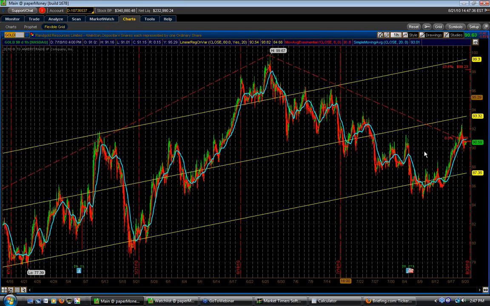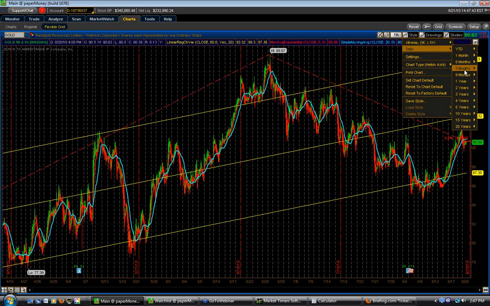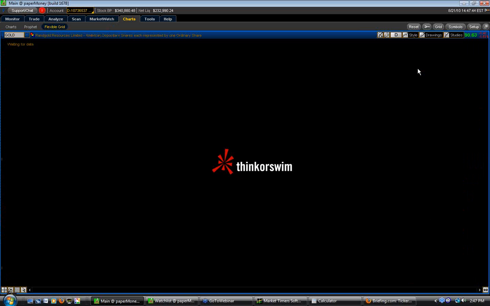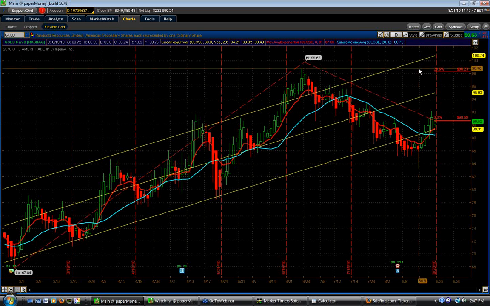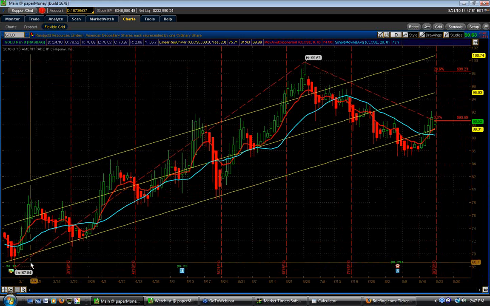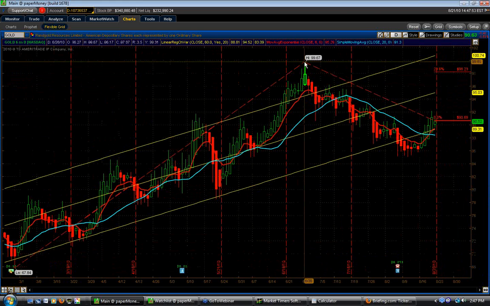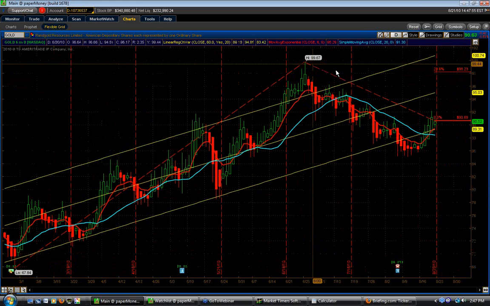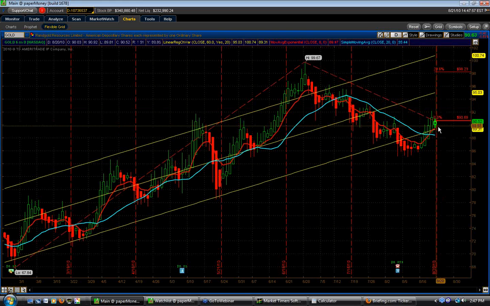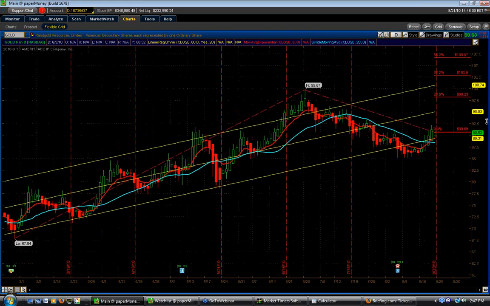I think I've already done some Fibonacci's on this. I don't know what time frame I used. I may have used a 6-month daily. Yeah, that's what I used, 6-month daily. You can see where I ran it from the low to the high, down to the last current price of where I could expect the stock potentially to move to.